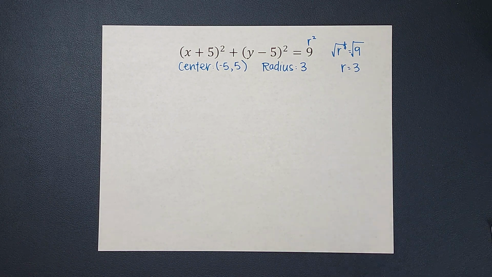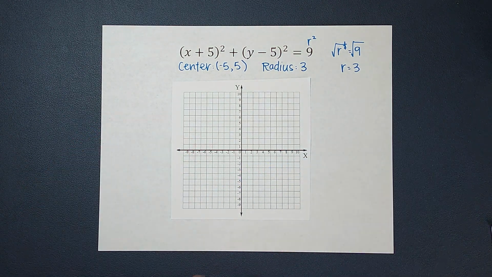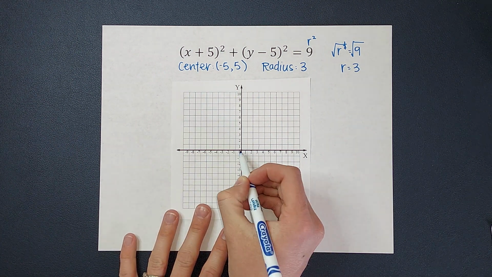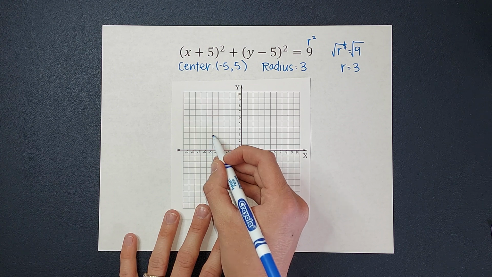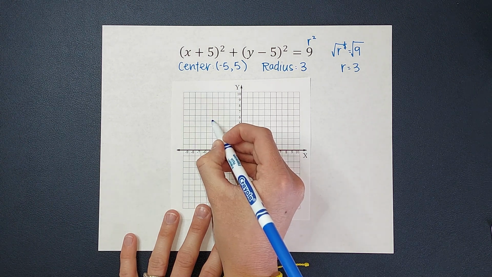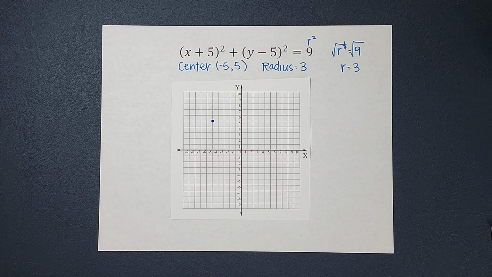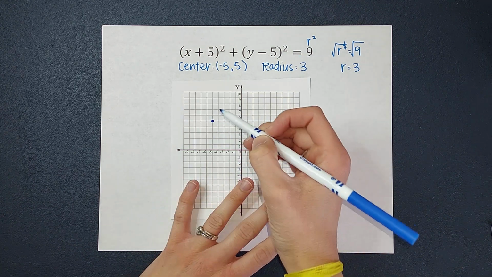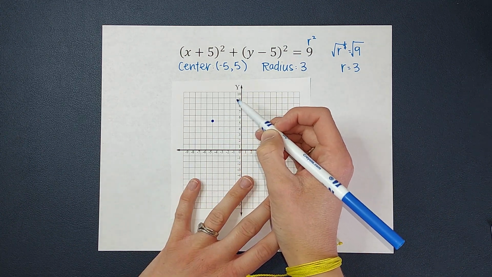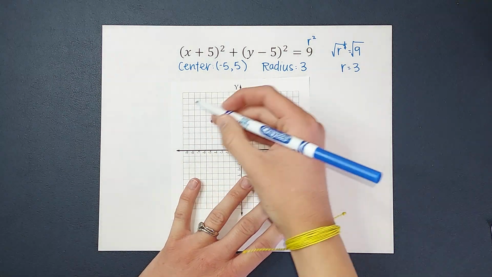All right, now here is my coordinate plane, and we are going to graph this. So my center is (-5, 5). I'm going to count over to -5 and then go up 1, 2, 3, 4, 5. That is the center of my circle. Now, I know that from this point, my radius goes from the center to the edge of the circle all the way around, so 3 in every direction.